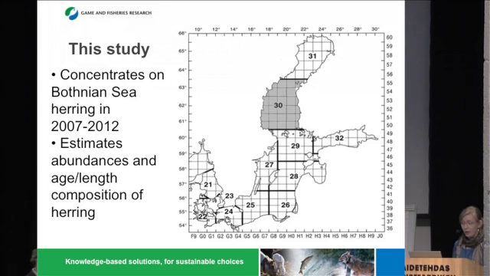So in this study, we concentrate on Bothnian Sea herring, and the Bothnian Sea is ICES subdivision 30. And we have 6 years of time series starting from 2007. And we estimate the abundances and the length composition, age and length composition of herring. And because we are interested in herring, we pool all the other species together. So basically we have in the model 2 species, the herring and all the other species.